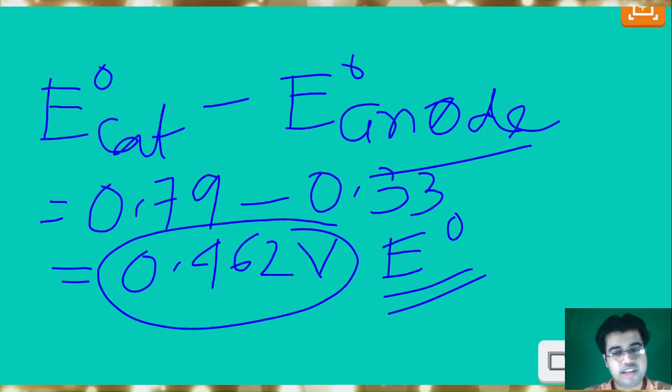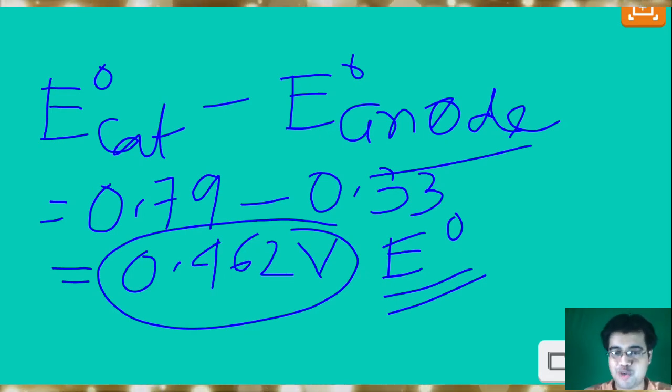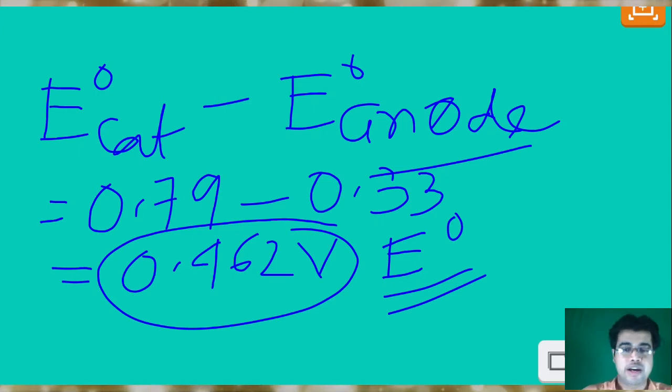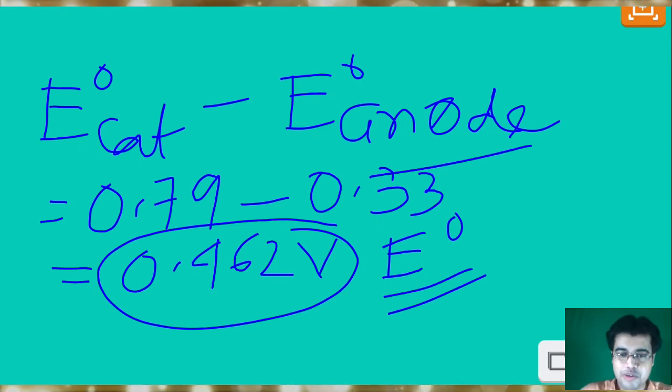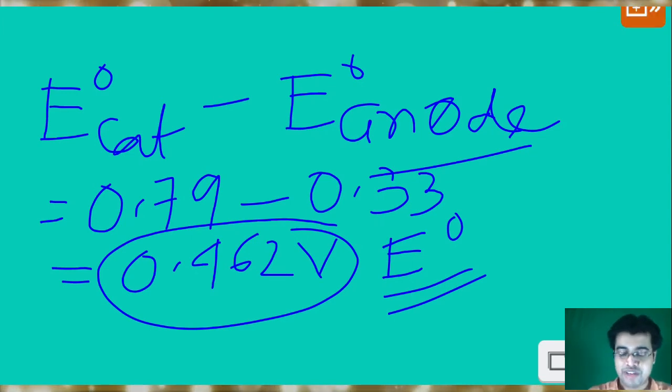Now you can do all the other things. If you know the E0 value, you can find out the delta G, because delta G equals minus nFE, n equal to 2, F is equal to 96500 coulomb. You can understand easily. You can calculate the work done, and also you can apply the Nernst equation.